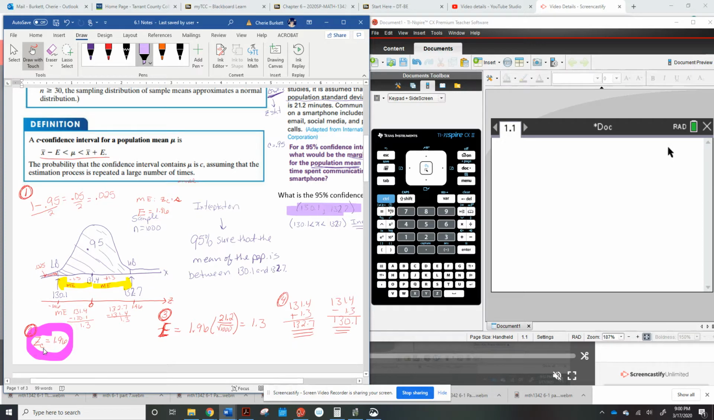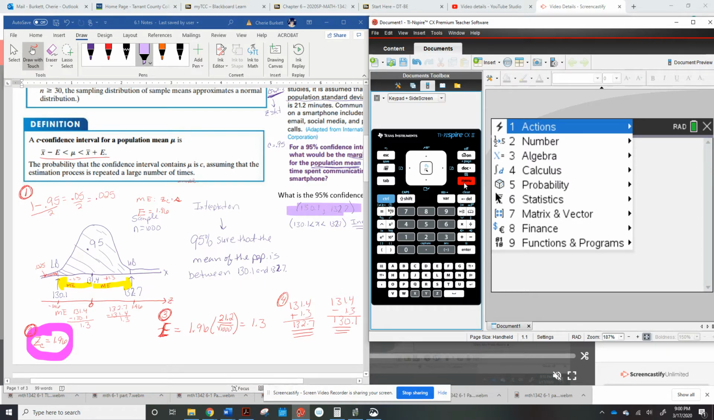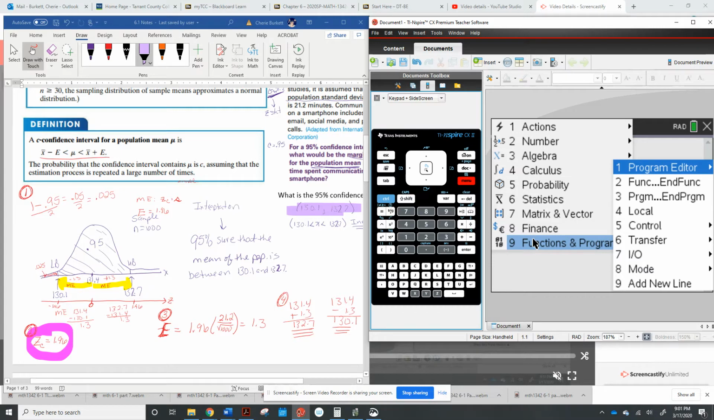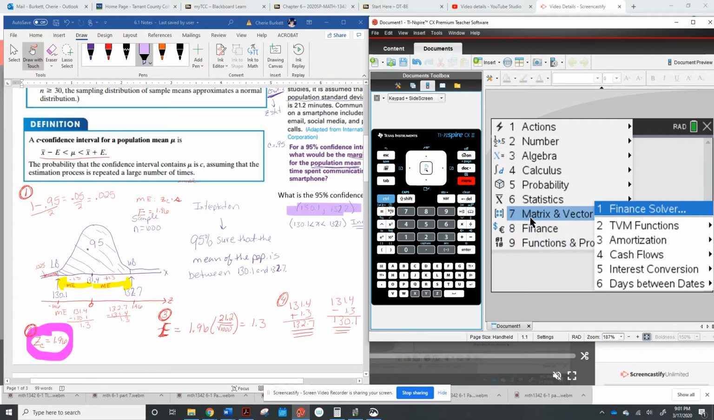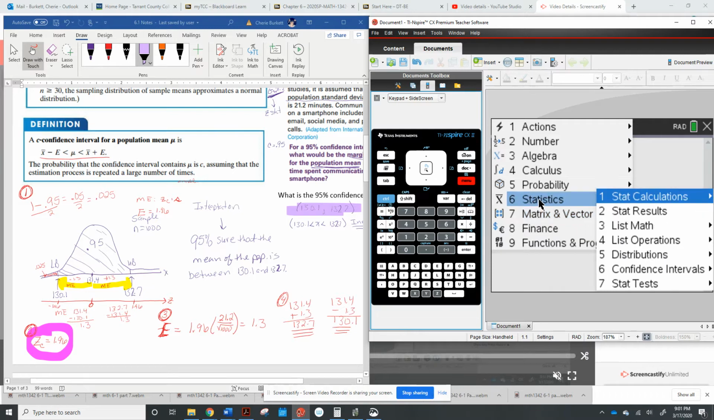That is just a z-score, and you have the area. So when you need a z-score and you have the area, you go to menu. I think I opened the wrong calculator. TI Nspire CX2. It doesn't matter. My menu buttons may be a little bit different. So you go to menu and then you go to statistics.